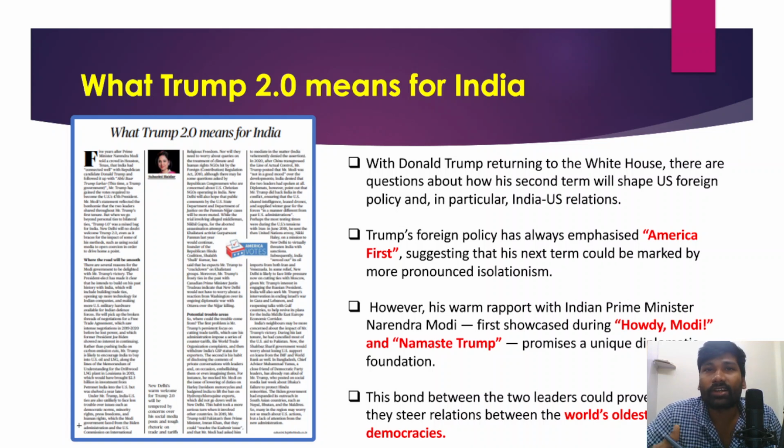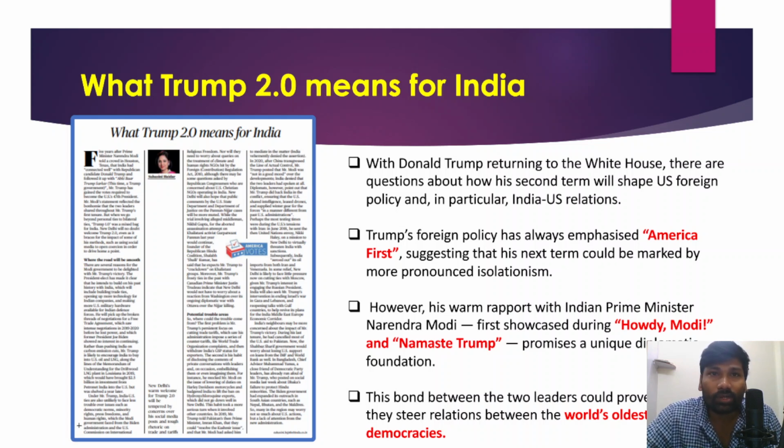We will be covering different dimensions of Donald Trump's administration, and how Donald Trump's US presidency will impact India-US relations in a broader manner. We all knew that Donald Trump returned to the White House as the president of the United States of America, and there are a number of questions about how his second term will shape US foreign policy, because US foreign policy is very important for India. During Donald Trump's regime, the USA announced its Indo-Pacific policy, recognizing the key and important role that India can actually play.